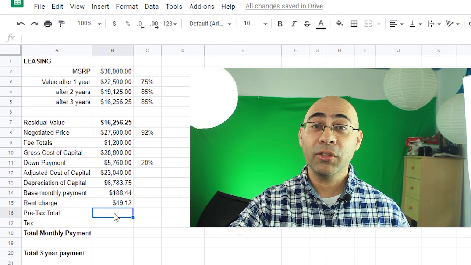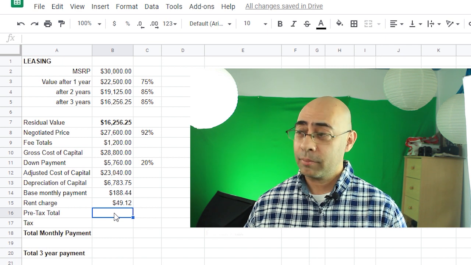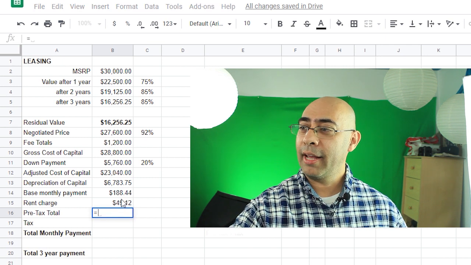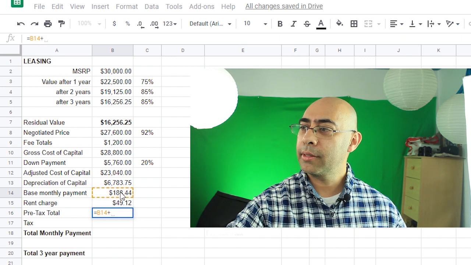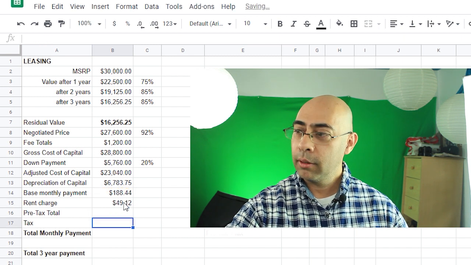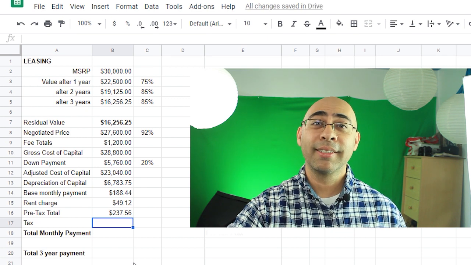Now your pre-tax total, so all these are like pre-totals, but our pre-tax total is just that $188.44, your base monthly payment, plus whatever the rent charge is, which is $237.56. Now you got to add tax.